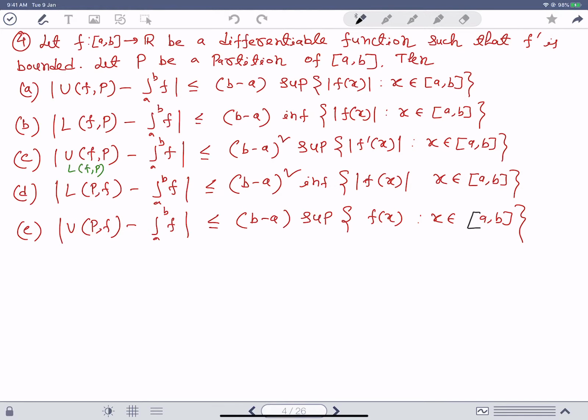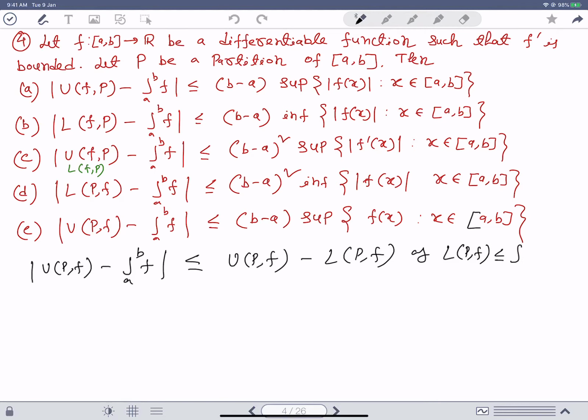Okay, so first we start. What can we do with this Riemann integrable? If we take U(P, f) minus the integral from a to b of f, that will be less than or equal to U(P, f) minus L(P, f). Is that clear? Because L(P, f) is less than or equal to the integral from a to b of f, which is less than or equal to U(P, f).